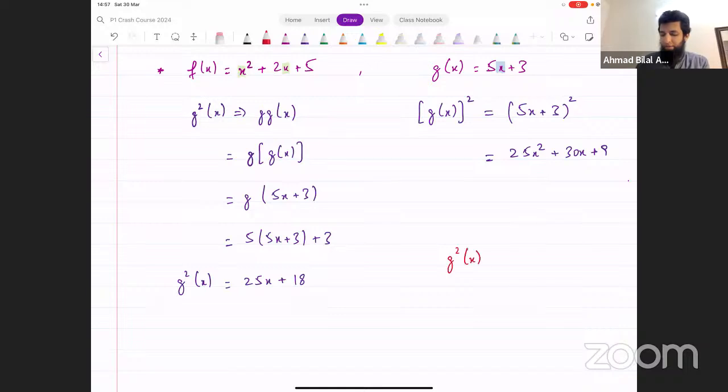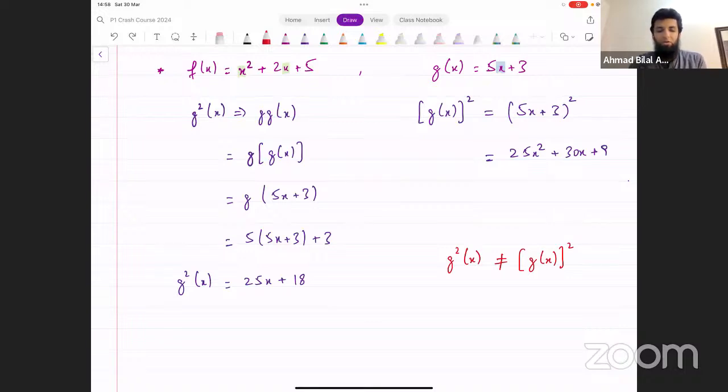g square of x is not the same as g of x whole square. g square of x basically means this thing: g of g of x. That's how we use it in function notation.